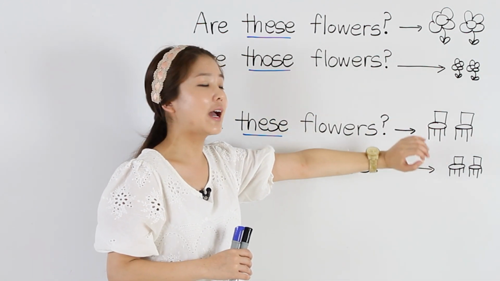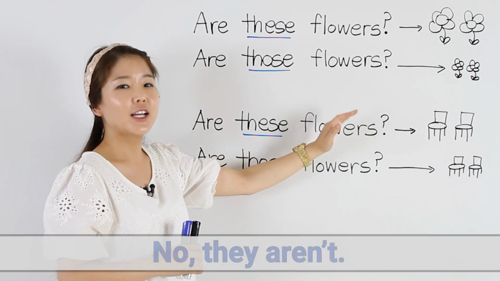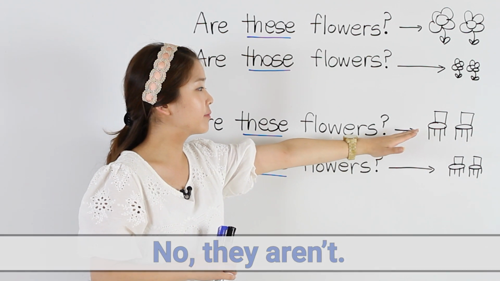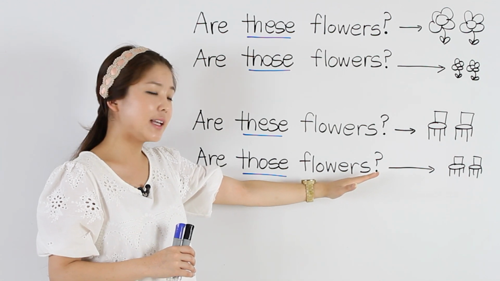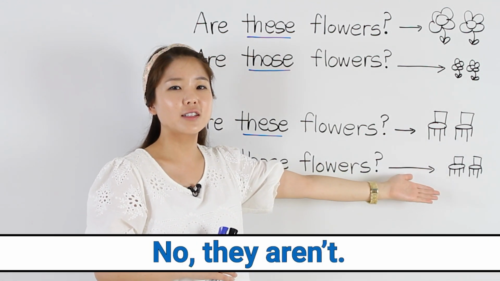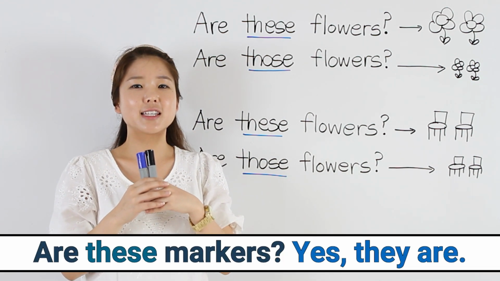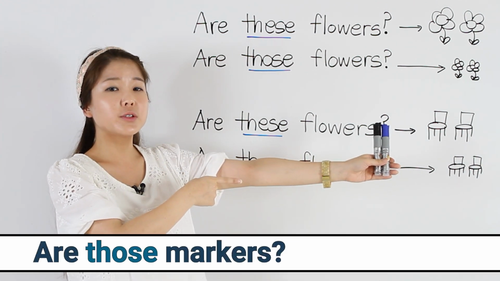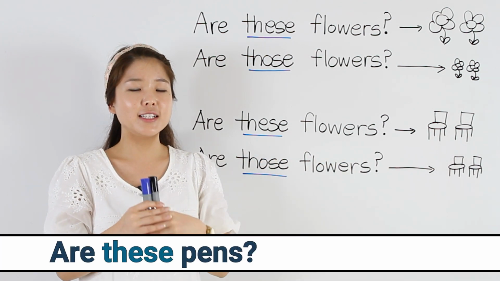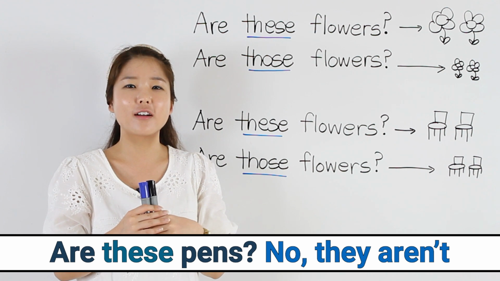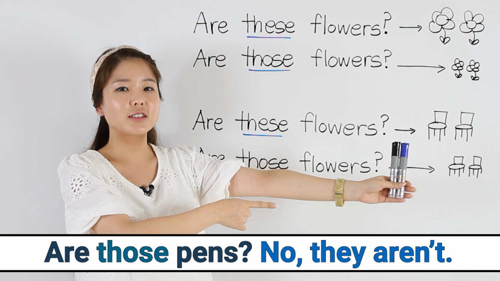Okay, now here we have chairs. Are these flowers? The answer is no, they aren't. Okay, and now they're far away. Are those flowers? And again, the answer is no, they aren't. How about these? Are these markers? Yes, they are. Are those markers? Yes, they are. Are these pens? No, they aren't. Are those pens? No, they aren't.